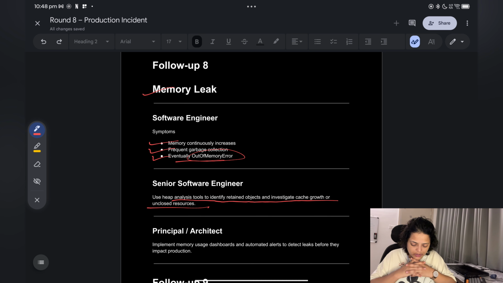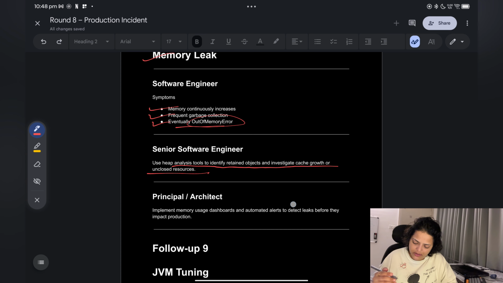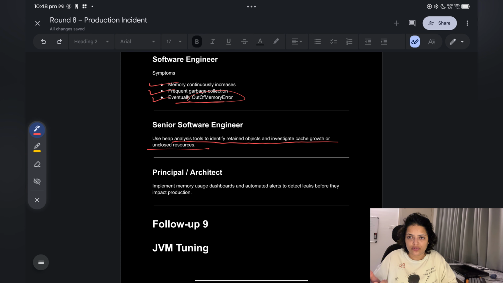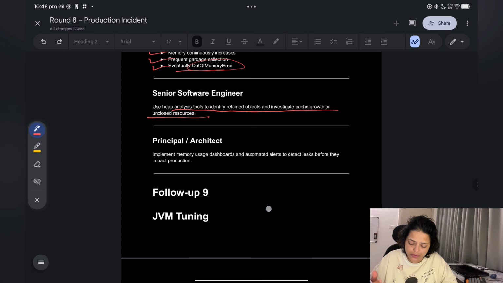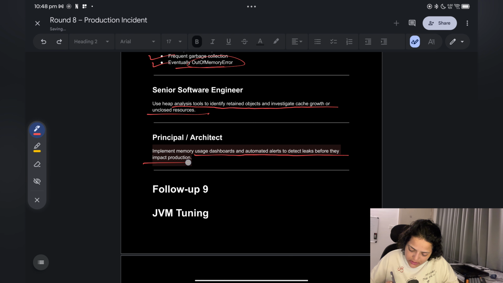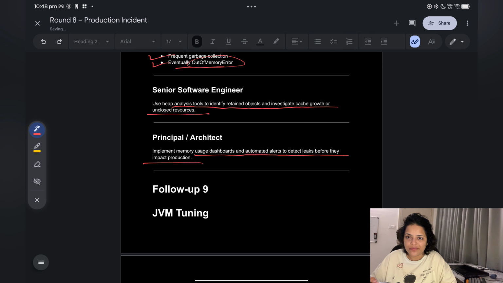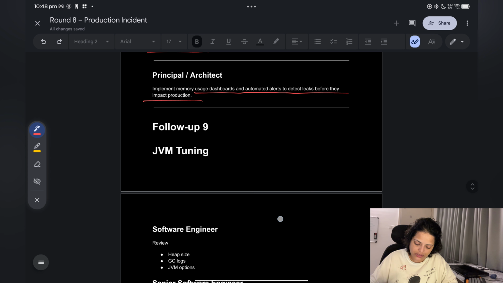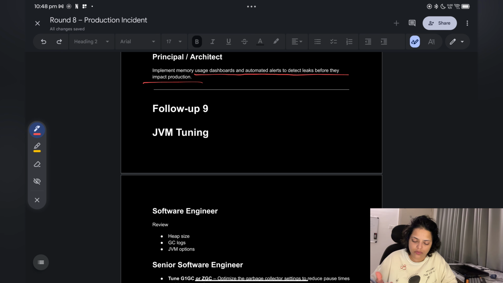So he will use the heap analysis tool to find this kind of object, and then check why the cache is growing. Why is time to live not working, or why are eviction policies not working? And then whether there are any unclosed resources, since they also cause memory issues. The principal architect will implement a memory usage dashboard and automate alerts to detect leaks before they impact production. So he will modify the dashboard according to the requirement he needs.